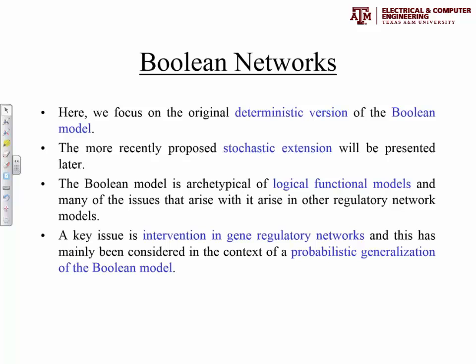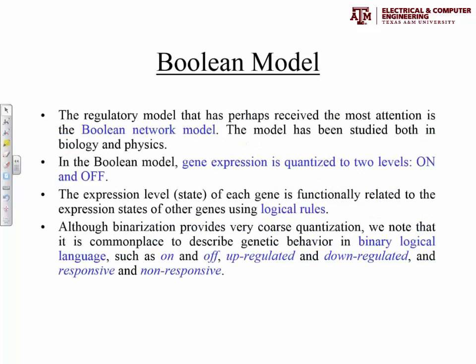Now, a key issue is intervention in gene regulatory networks. You're not modeling just for the sake of it, just for building a model and staring at it. You want to do something. You want to be able to affect the state of the system in desirable ways. So intervention in gene regulatory networks has been considered in the context of what is called a probabilistic Boolean network, which is a probabilistic generalization of the Boolean model. I will get to it probably, if not today, maybe next time. So let's try to see what a Boolean network model involves.